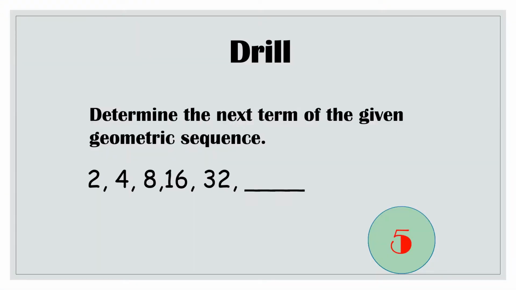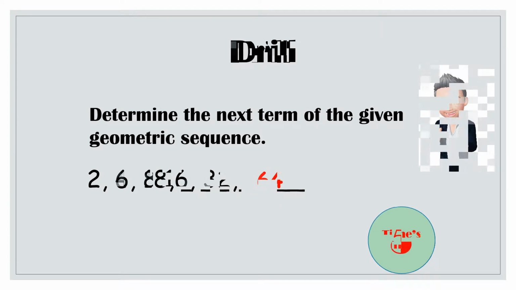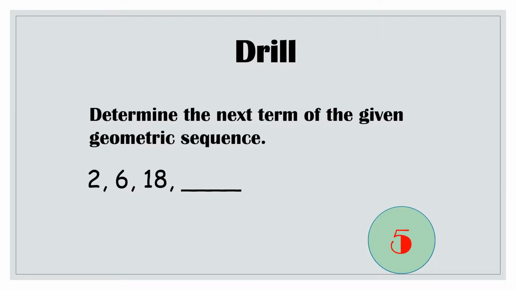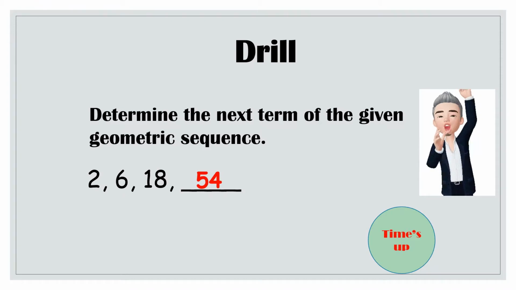Before we proceed with the topic, let's have a drill first. Determine the next term of the given geometric sequence. The correct answer is 64. The next one. Determine the next term of the given geometric sequence. And the answer is 54.